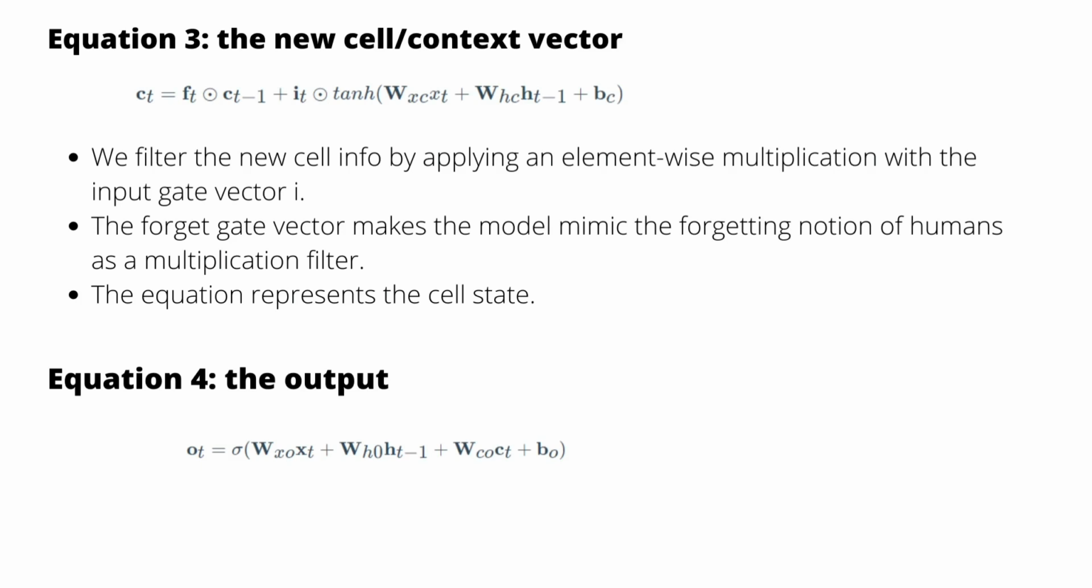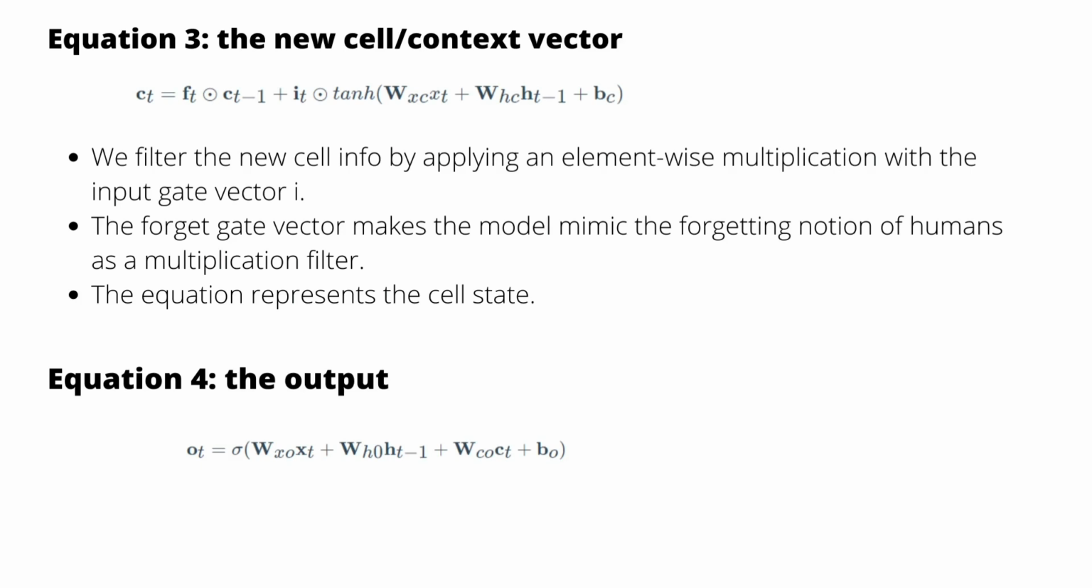Similarly, the forget gate also was a value between 0 and 1 because a sigmoid activation function was used. So it also decides how much of the previous cell state information to keep, because you see in the forget gate there is this element-wise multiplication with ct minus 1, that is the previous cell state information. So we filter the new cell information by applying an element-wise multiplication with the input gate vector, which is similar to filtering, and then the forget gate vector comes into play.